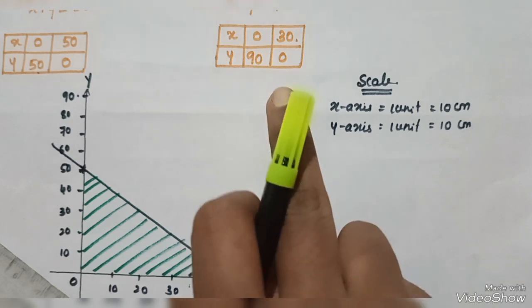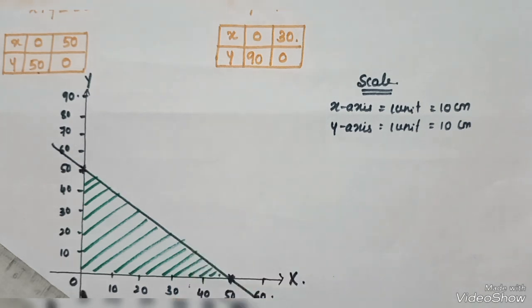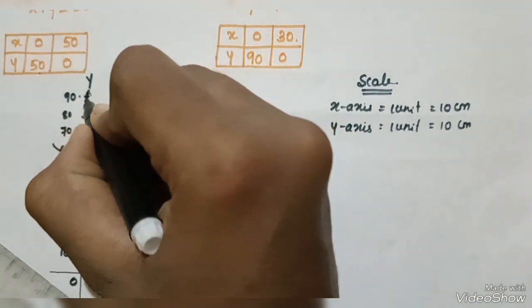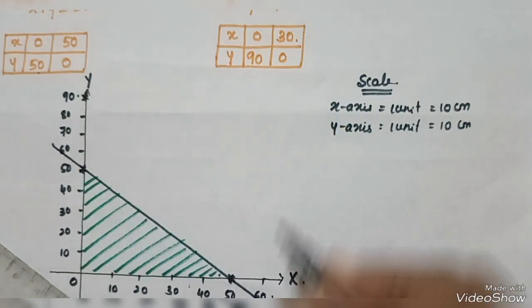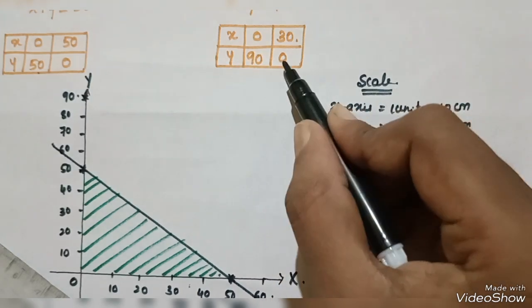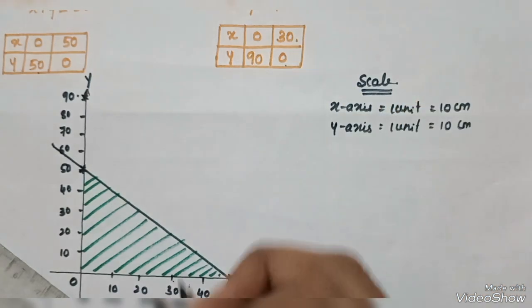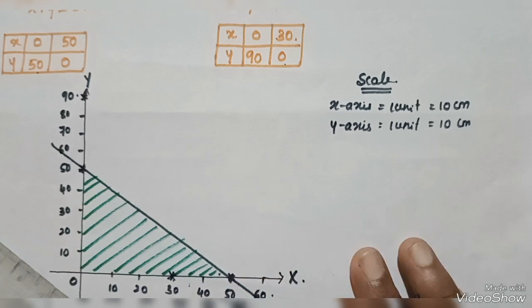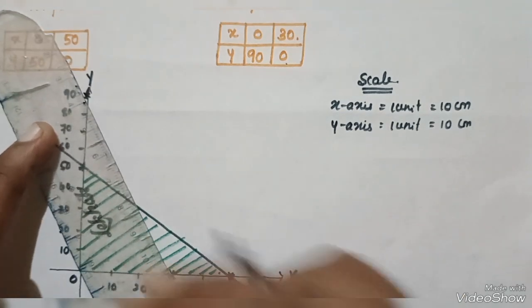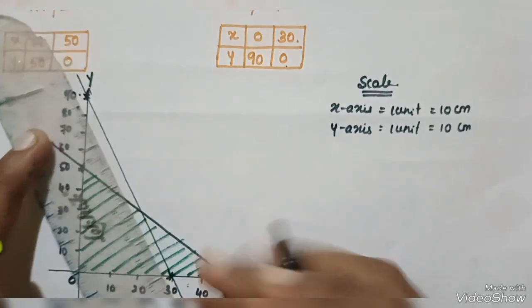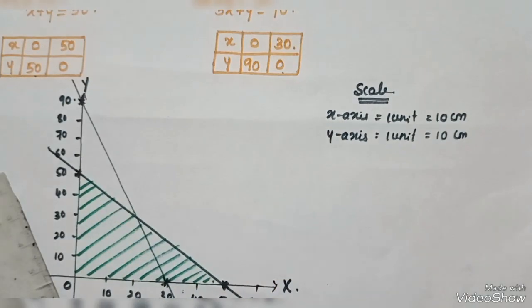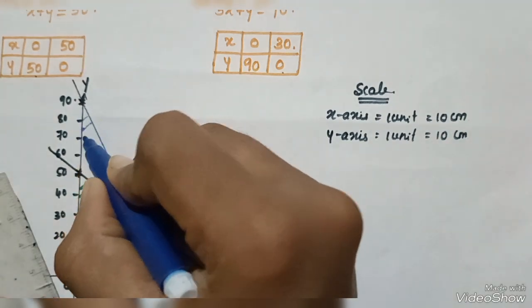Again I am taking the second one. Here x equals 0 when y equals 90. Here I am taking the graph points, and when y equals 0, x becomes 30. There is a point which lies here, so I have to draw this one. Here I am shading the region. I am using another color for understanding purposes. What is the region? This is the region here.